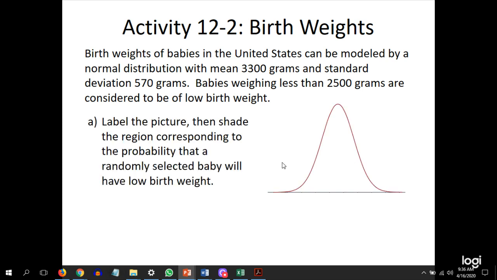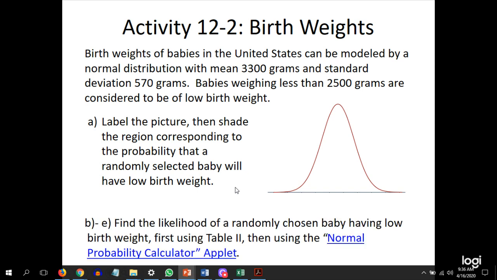So here's what we're going to work on. It says label the picture, and again, there's our symmetric mound-shaped distribution. Then it says shade the region corresponding to the probability that a randomly selected baby will have low birth weight. Then in parts B through E, it says find the likelihood of a randomly chosen baby having low birth weight. We'll do it twice, first using Table 2 and then using the normal probability calculator applet from Rossman and Chance.